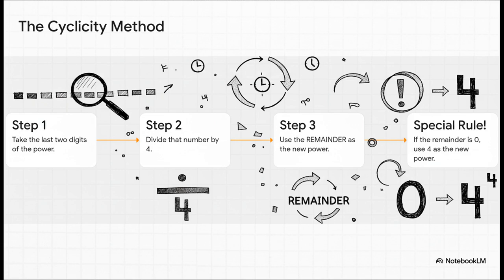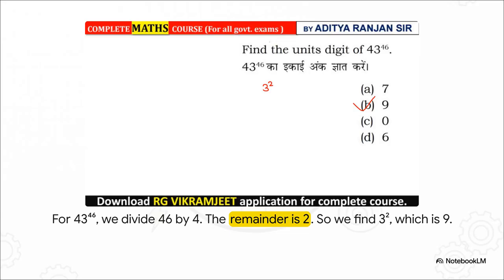And here's the one special rule you've got to remember. If the remainder is 0, you use 4 as the power. Not 0, okay? Always 4. Let's see it in action.